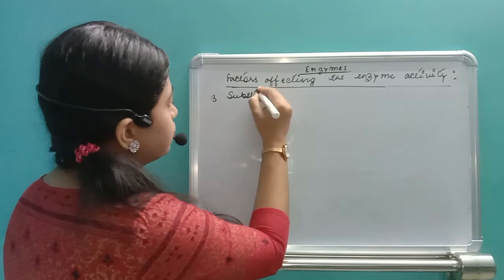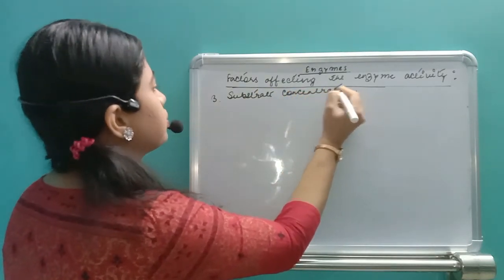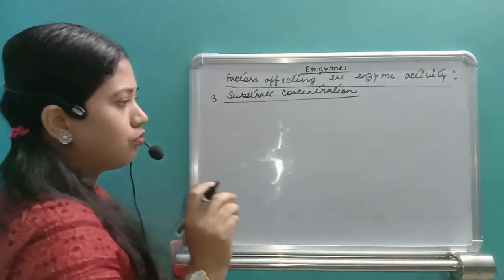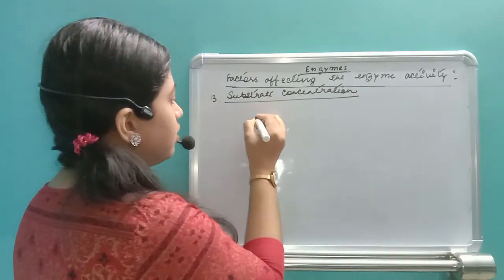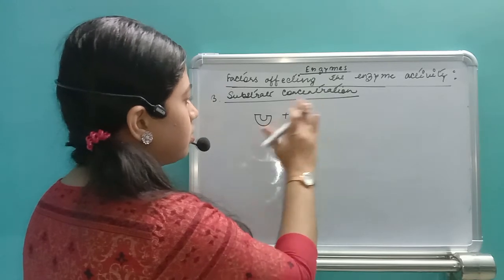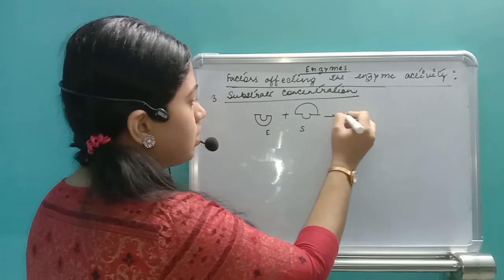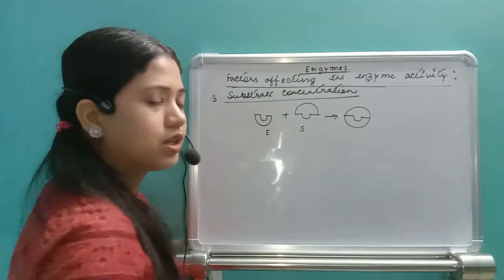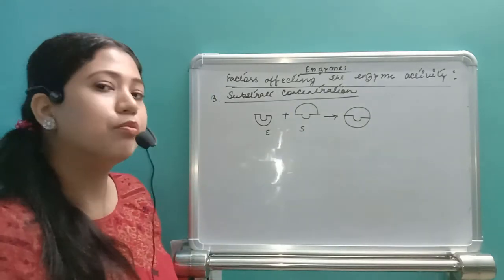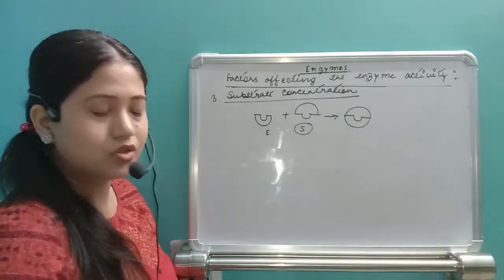So what is the substrate concentration here? First of all, what are the substrates? This is the enzyme with which the substrates are going to attach. Then we will have the enzyme-substrate complex, then the enzyme-product complex, and then the product will ultimately be removed from the enzyme. So this is the substrate with which the enzyme is getting attached.